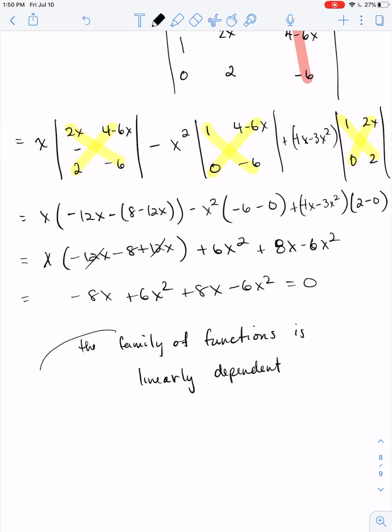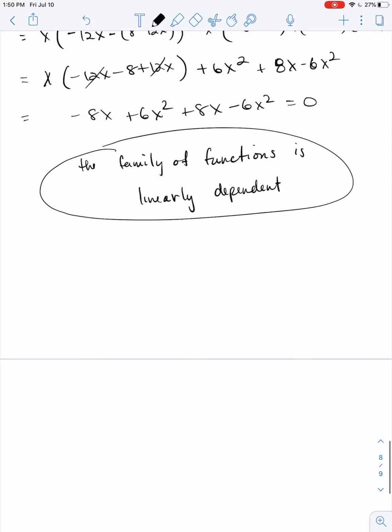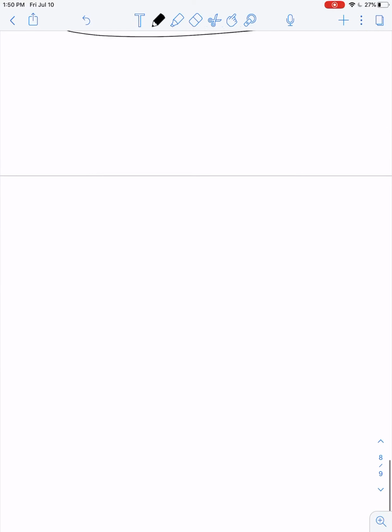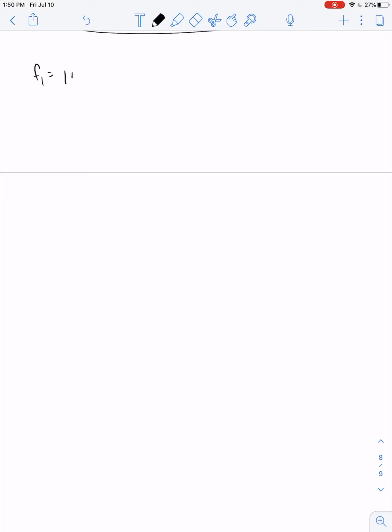Okay, let me show you the one that is independent. So let's say we have f sub 1 is x plus 1, f sub 2 is x, f sub 3 is x squared. Then W would be, remember, you just put your functions in that top row and just take your derivative. So the derivative of 1 plus x is 1, and then you have 0. x would just be 1 and 0. x squared was 2x and then 2.